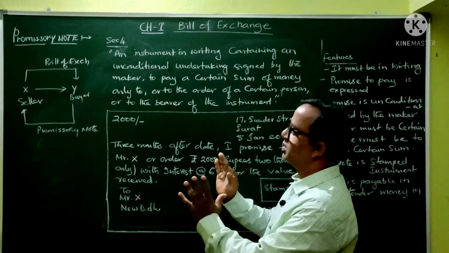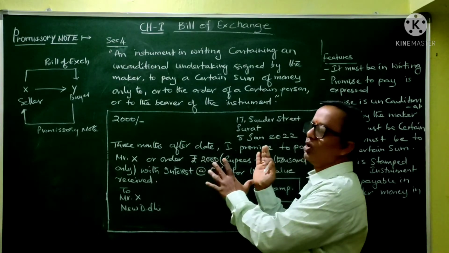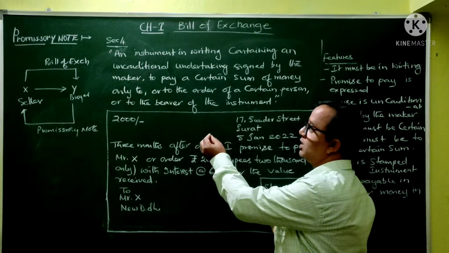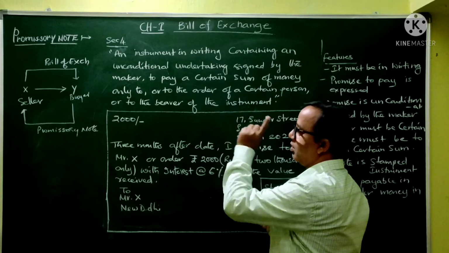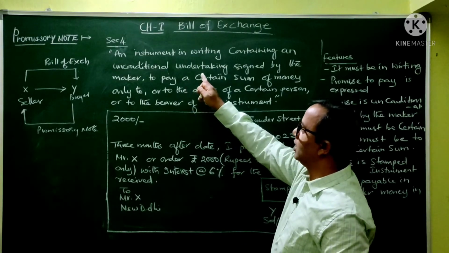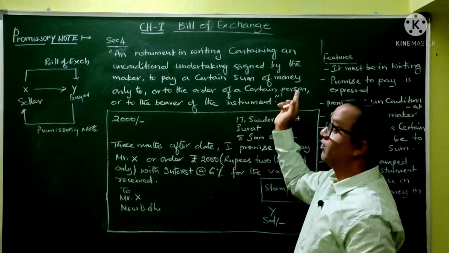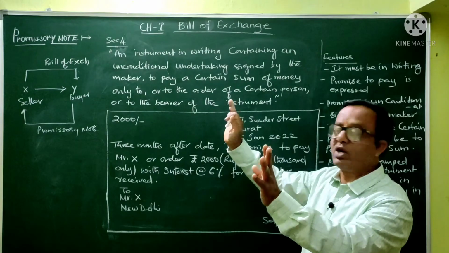So basically, if you observe, the features of this promissory note are more or less similar to those of a bill of exchange, with a slight change. A bill of exchange is an instrument in writing, but it is an unconditional order, whereas here it is an unconditional undertaking. If you see this definition also, we will not find much difference. The definitions are of a similar type.